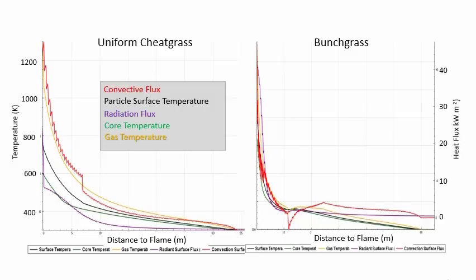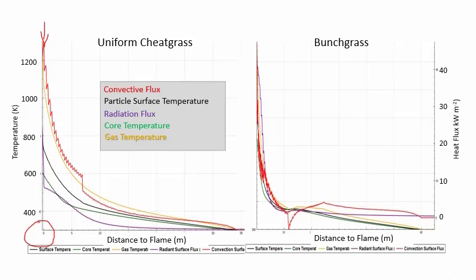In each fuel type, we can measure a whole bunch of things that relate to how particles are heating and igniting. We can measure the convective heat flux, the particle surface temperature, the radiant heat flux, the core temperature, and the gas temperature. Uniform cheatgrass is on the left, bunch grass on the right. I'm not going to go into a lot of detail, other than to say that in the uniform cheatgrass type, we're seeing much longer forward heating distances. The curve is descending rapidly from the edge of the fire, which is here at distance 0. This is ignition right here. You can see the convective heat flux, the gas temperature and the radiation all reach their peak right when the fire hits. Then that decays away from the edge of the fire.